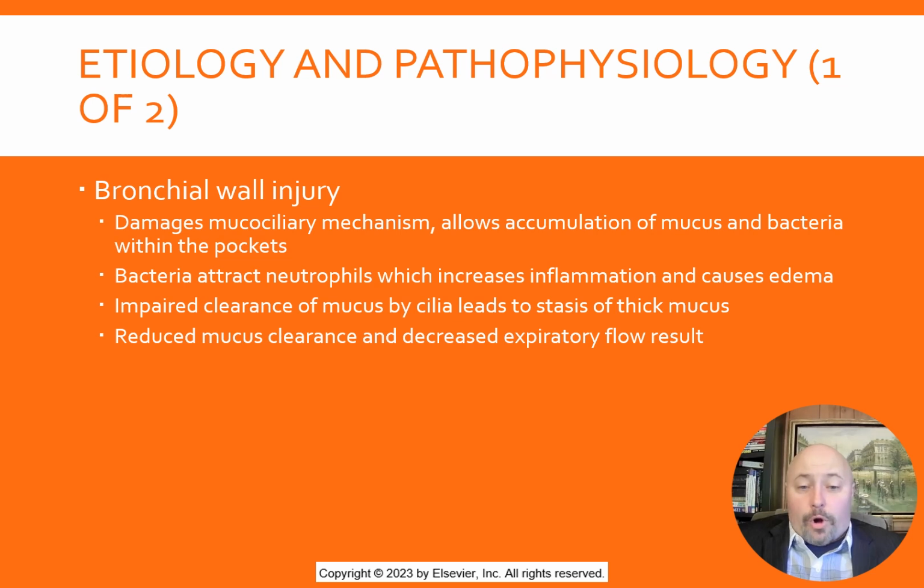The bronchial wall injury damages the mucociliary mechanism that allows the accumulation of mucus and bacteria within the pockets. The bacteria attract neutrophils, which further increases inflammation and causes edema. This also results in an impaired clearance of mucus by the cilia, leading to stasis of thick mucus and a reduced mucus clearance and decreased expiratory flow rate.